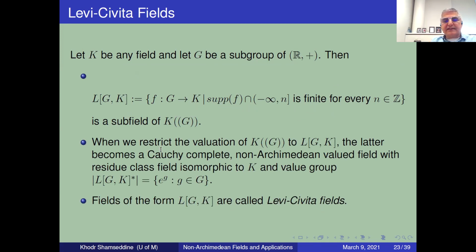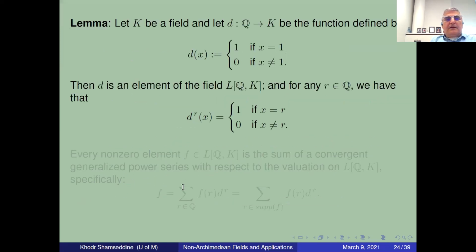And when we restrict the valuation of K of G to the Levi-Civita field L of G K, then we obtain a Cauchy complete, in general not spherically complete, non-Archimedean valued field, again with residue class field isomorphic to K and value group of the form e to the G, G in K.